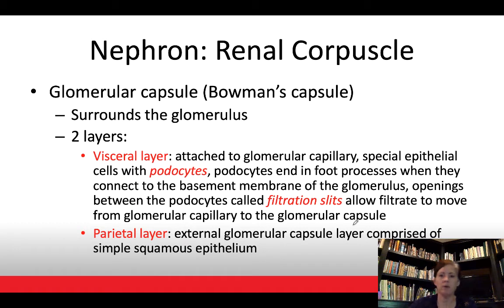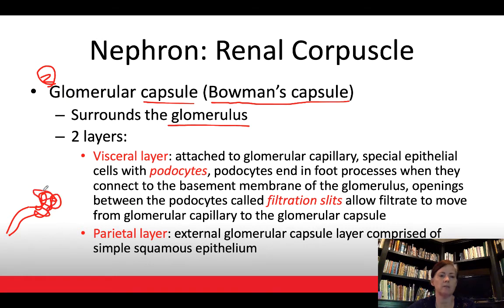Okay, the second part of the renal corpuscle is the glomerular capsule. This is also known as Bowman's capsule. So it's the same thing. We can just call it a couple different names. What we see here is that the glomerular capsule basically surrounds the glomerulus. If you think back, our glomerulus is that tangled mess of capillaries. So I always kind of draw it like this. Here's my glomerulus, my tangled mess of capillaries, and we've got an arteriole leading into it, and another arteriole leading out of it, and blood's flowing all through this tangled mess of capillaries.